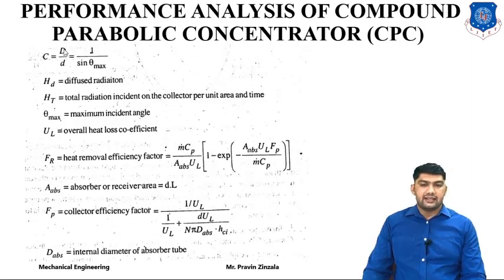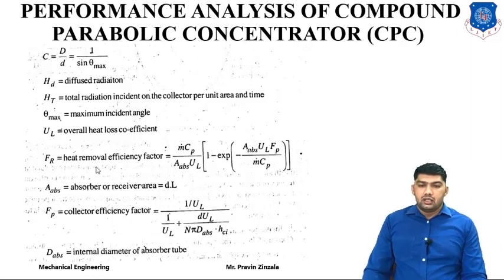Capital D means the top length of our collector, and small d is equal to our small length, or we can also say it is the length of the flat plate. It is also 1 upon sin theta max, where theta is equal to the acceptance angle. So theta max is the incidence angle. UL means overall heat loss coefficient.